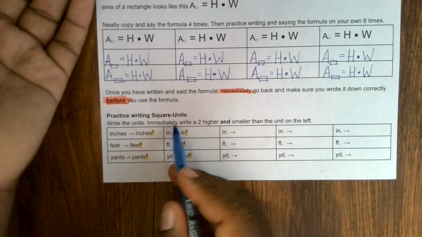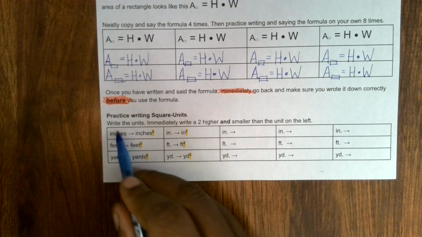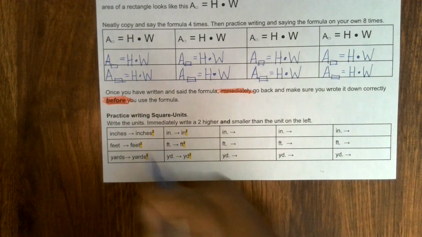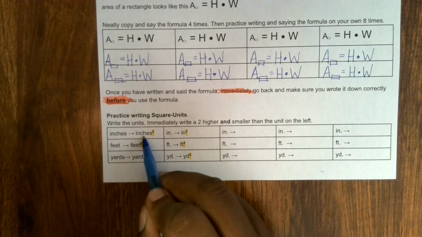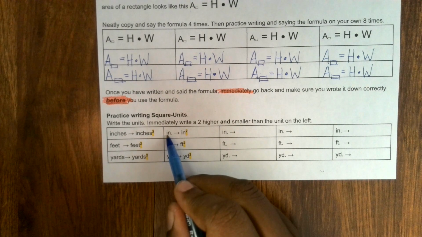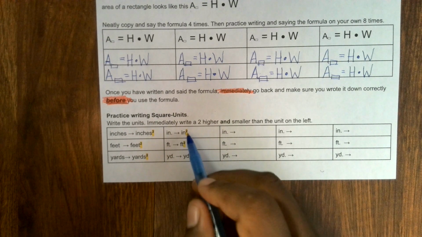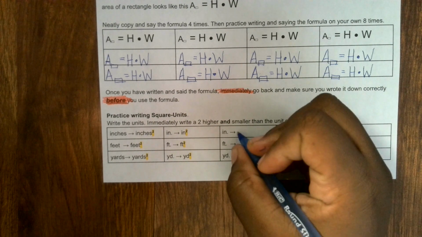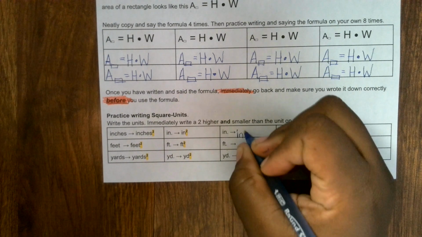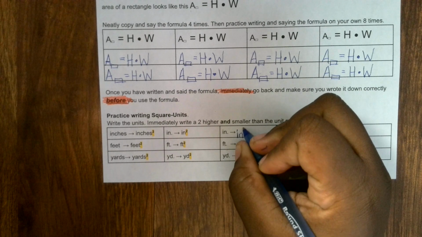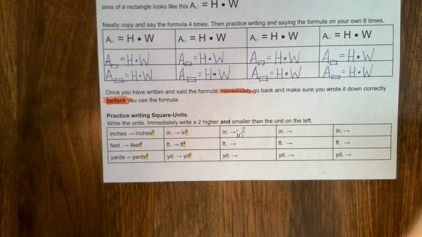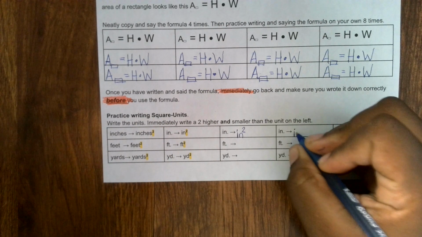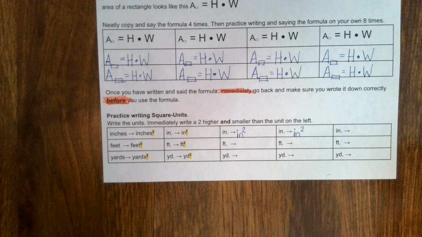So let's practice writing those square units. You're just going to write the units. Immediately write a 2 higher and smaller than the unit on the left. So if you're working with inches, you're going to write square inches. If you're working with the abbreviation of inches, you're going to write the abbreviation for inches and immediately put a little 2 there. So let's practice that. IN for inch, and then immediately go up higher than the N and put a 2 there. And that 2 helps us read that as square inches.